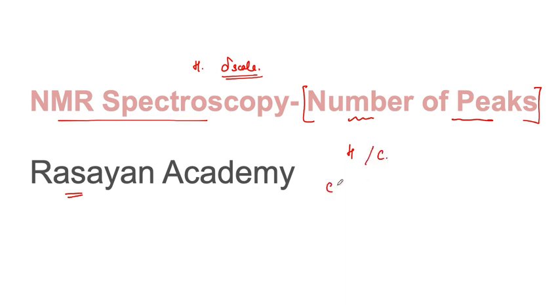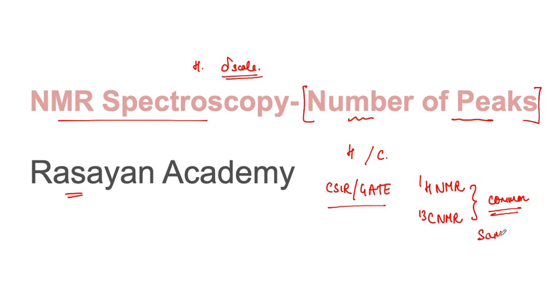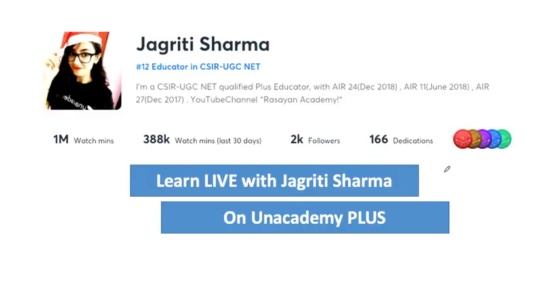If you are going for the CSIR exam, the GATE exam, or any exam related to this, like TIFR and BARC, there are a lot of questions asked from proton NMR spectroscopy and similarly from 13C NMR spectroscopy. These types of questions are very common, and the logic is the same. So we are going to find the number of peaks for various systems. Let's begin.